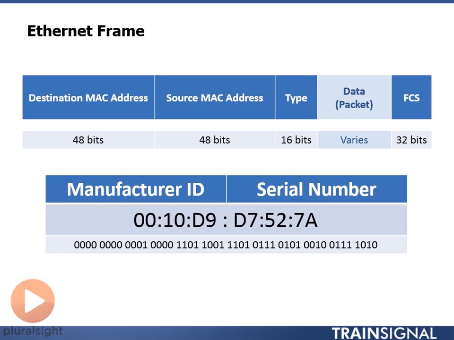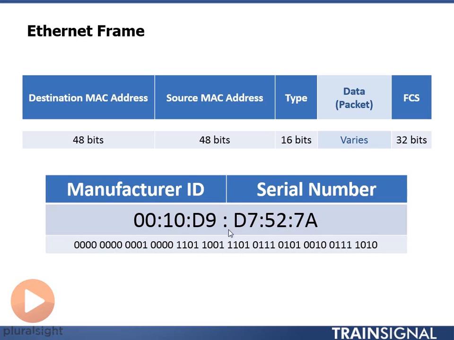Now the manufacturer ID, what happens is if you're a manufacturer like Intel and you want to make network interface cards, you apply to IEEE, you pay a fee, and you get this manufacturer ID portion of the address. It is the first 24 bits of the address, and it is written in hexadecimal. And hexadecimal is pretty nice. Each value of hexadecimal is translated into 4 bits.